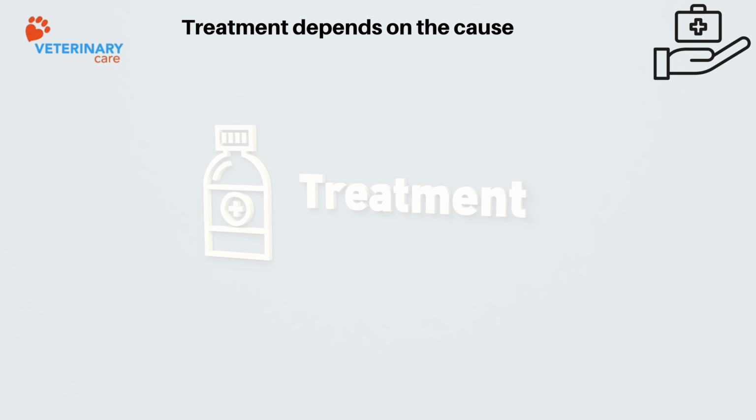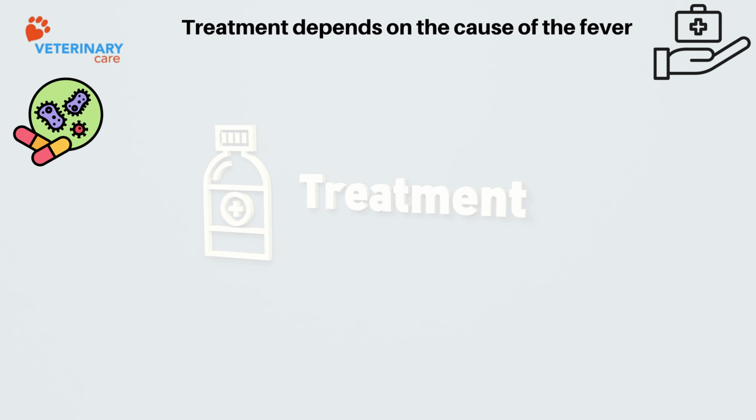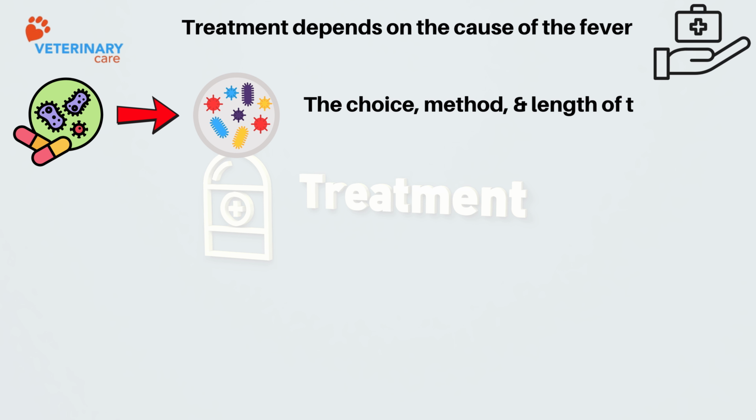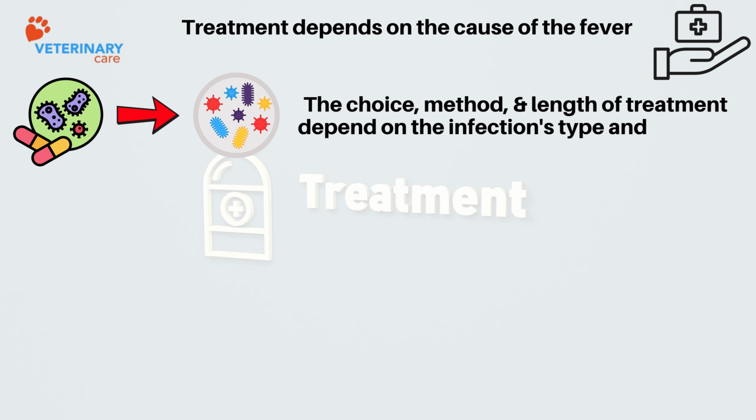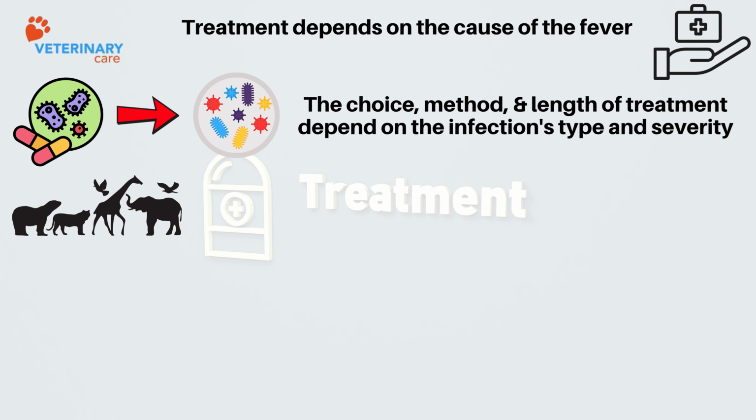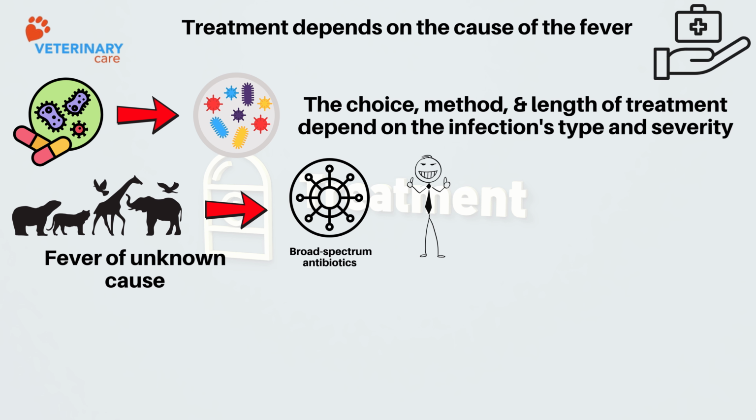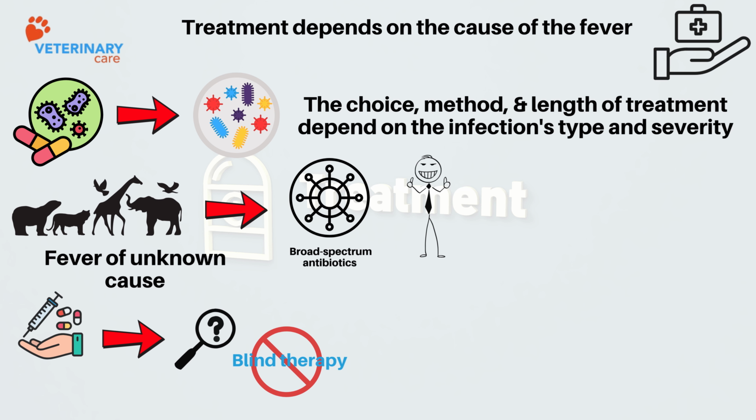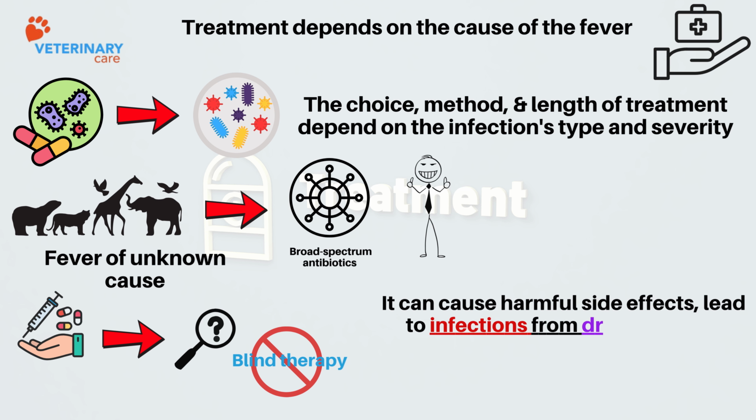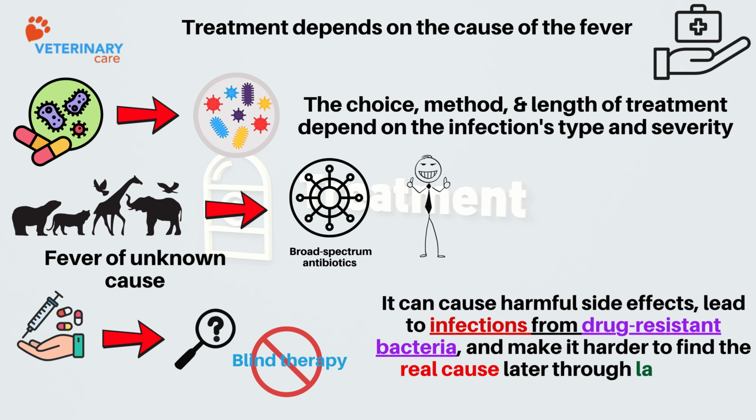Treatment depends on the cause of the fever. Antibiotics should only be used for bacterial infections, and the choice, method, and length of treatment depend on the infection's type and severity. In animals with a fever of unknown cause, using broad-spectrum antibiotics might seem like a good idea. However, giving treatment without knowing the exact cause, blind therapy, is not recommended. It can cause harmful side effects, lead to infections from drug-resistant bacteria, and make it harder to find the real cause later through lab tests.